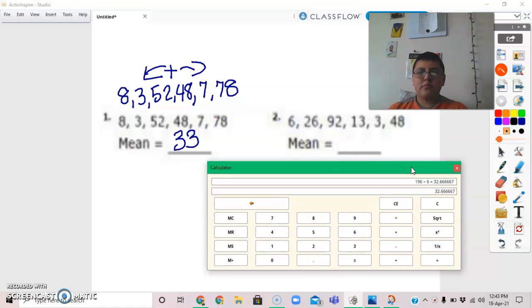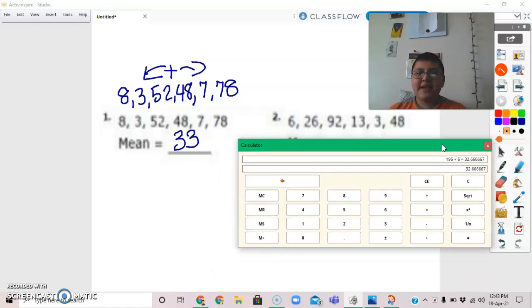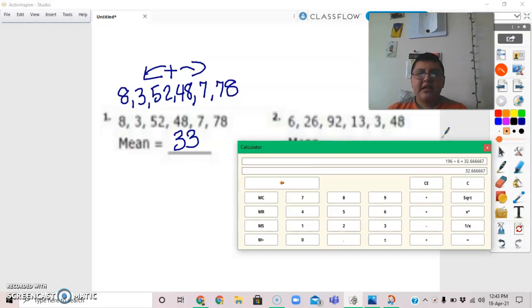Now we're going to have to find the mean absolute deviation. Basically, what the mean absolute deviation means is that we're going to add these numbers all to equal 33. So let's say 8 plus something equals 33. But to make this simpler, we're going to use a calculator because this number is a little big. So 33 minus 8. So 8 to 33 is 25.